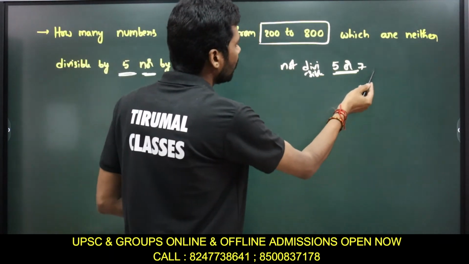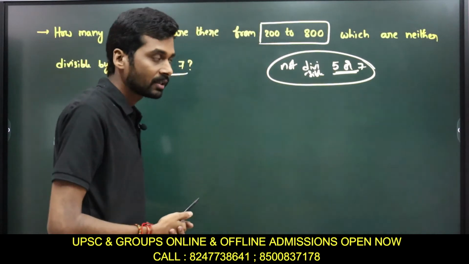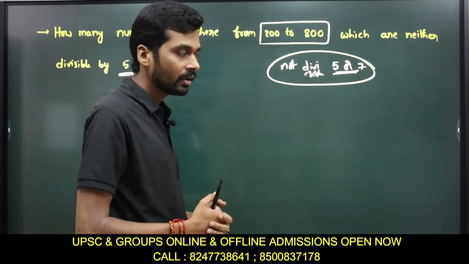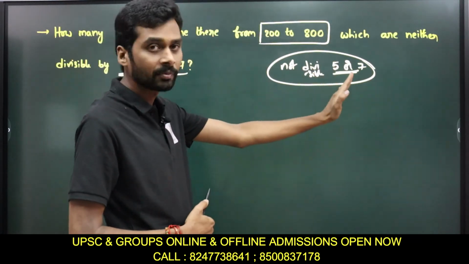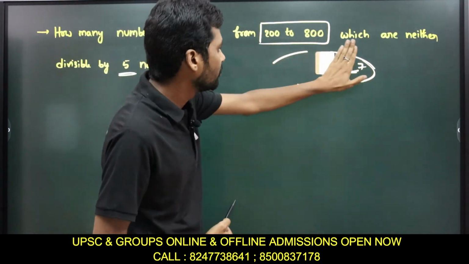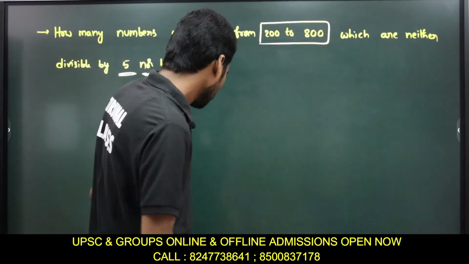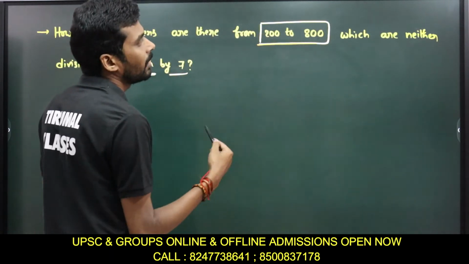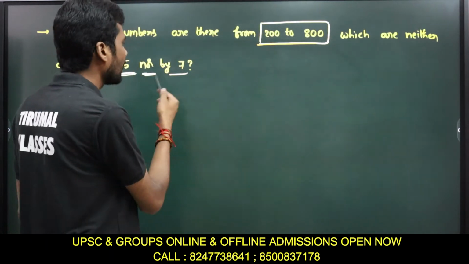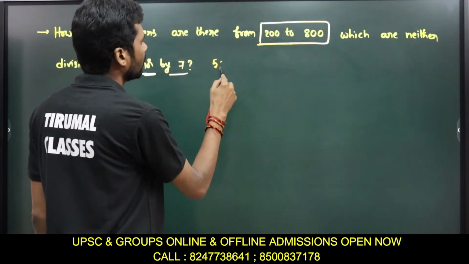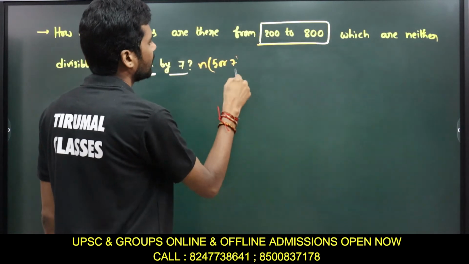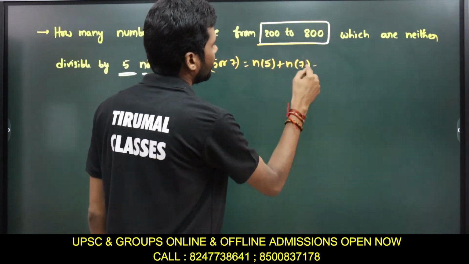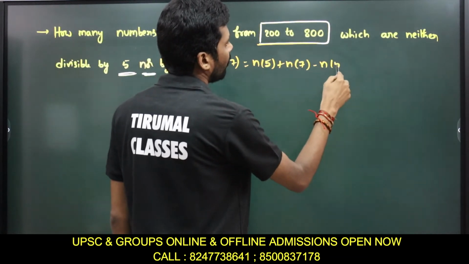To find the number of numbers which are not divisible by 5 or 7, first I have to find the total numbers from 200 to 800. From that I have to subtract the numbers which are divisible by 5 or 7. Let's do that. First, I find the numbers from 200 to 800 divisible by 5 or 7. n of (5 or 7) means n of 5 plus n of 7 minus n of (5 and 7).